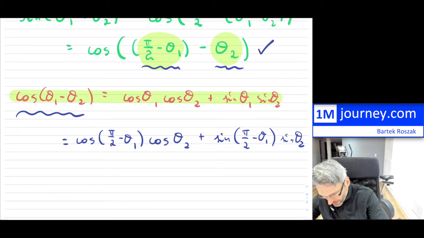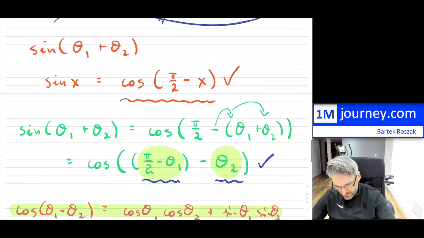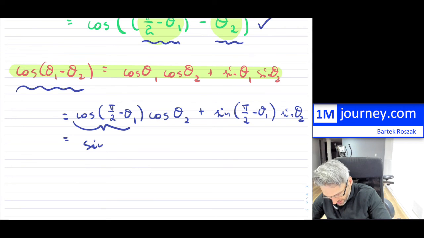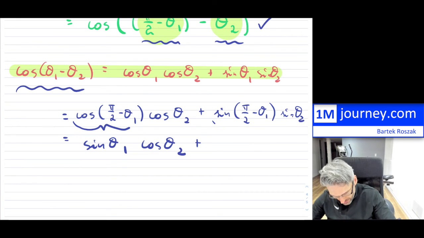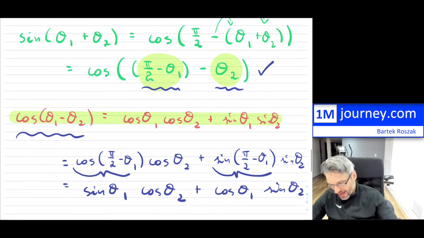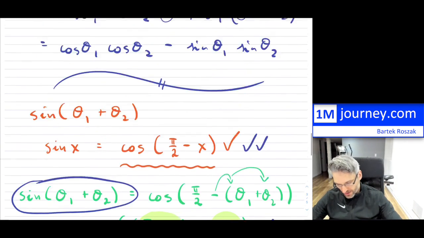But once again, utilizing the same thing as I did for sine, this is the cofunction. Based on the cofunction, this right here is just equal to sine of theta 1, so that's going to be sine theta 1 cos of theta 2, plus this right here, again by cofunction, cos of theta 1 sine of theta 2. And there you have it. That is my sine of theta 1 plus theta 2.